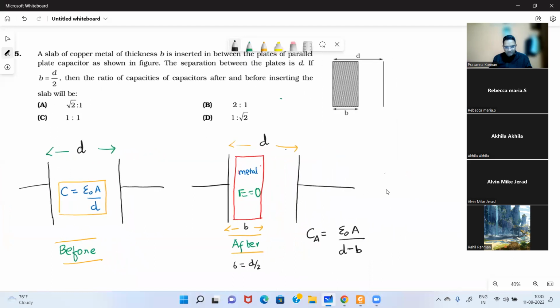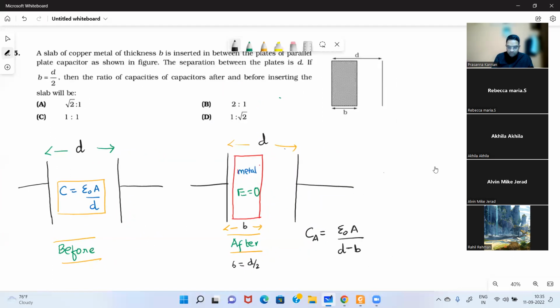Sir, will it not be B again, since it's D by 2? Yes, Rahil, I'm not able to hear you. Sir, D minus B will be D by 2 only? D minus D by 2 it will be. I'm going to write in the next step. Is this what you're saying? Yes, sir. So it'll be D by 2 again. It will be D by 2, correct? Yes, Rahil, that's correct.